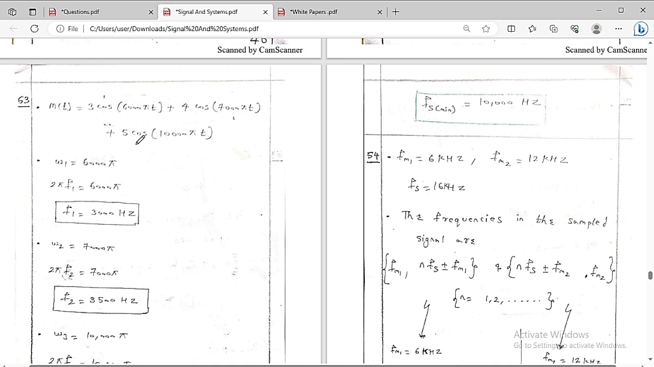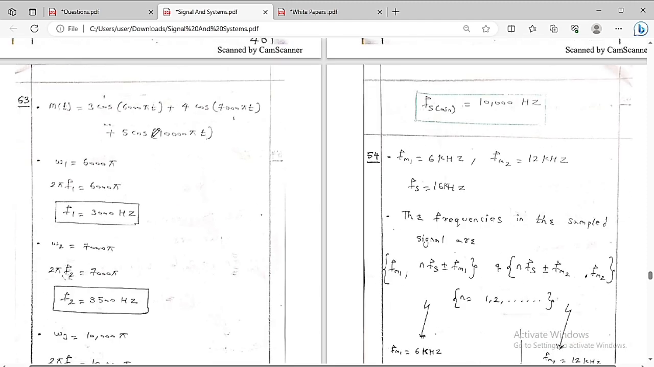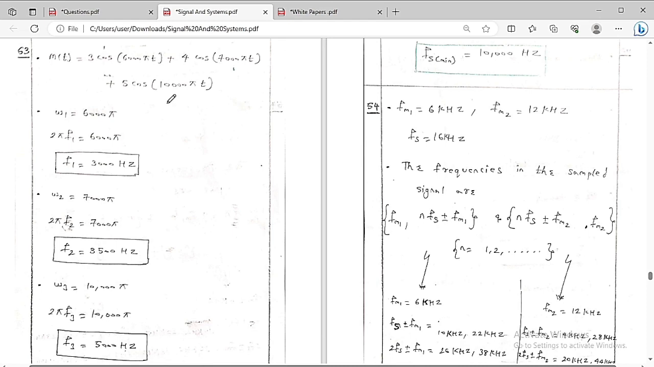Similarly, the third term is also cos omega t. So omega is nothing but omega 3, I am going to assume. So omega 3 is equal to 10,000 pi. Omega 3 is nothing but 2 pi f3, which is equal to 10,000 pi. So pi cancels, and if we simplify, f3 we are going to get 5000 hertz. So now, the first term frequency is 3000 hertz, the second term frequency is 3500 hertz, and the third term frequency is 5000 hertz.